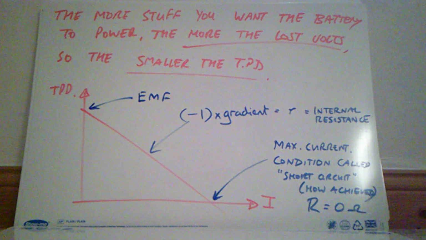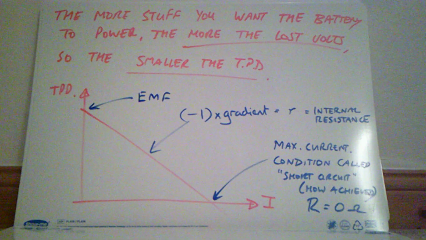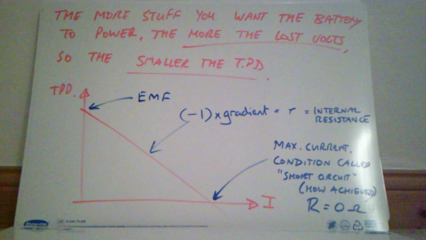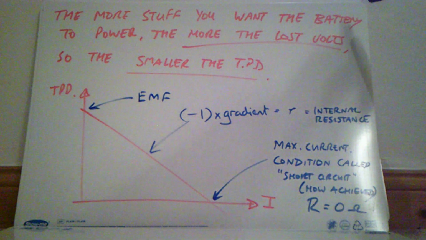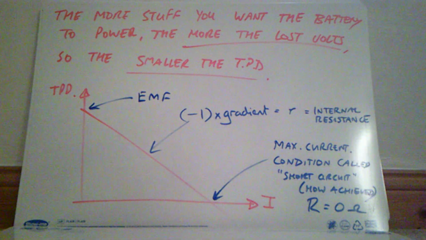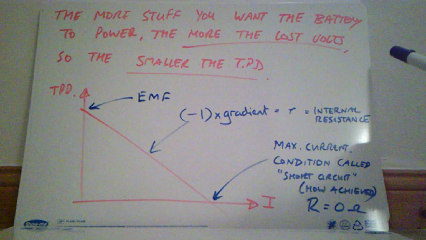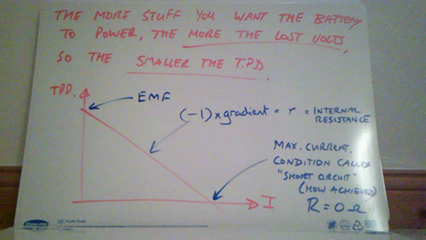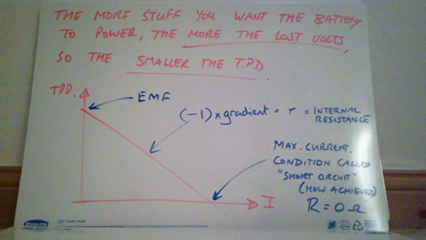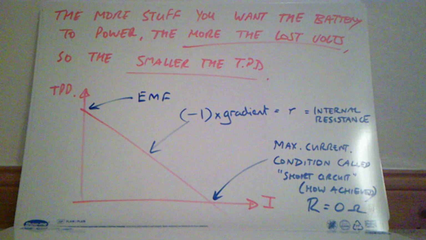So remember, the more work you do, the more money you lose to tax, and the more stuff you want the battery to power, the more current you're asking the battery to push around, the more the lost volts are going to be. And if lost volts are getting bigger and bigger, then the voltage left for the terminals, in other words terminal potential difference, is going to get smaller and smaller.